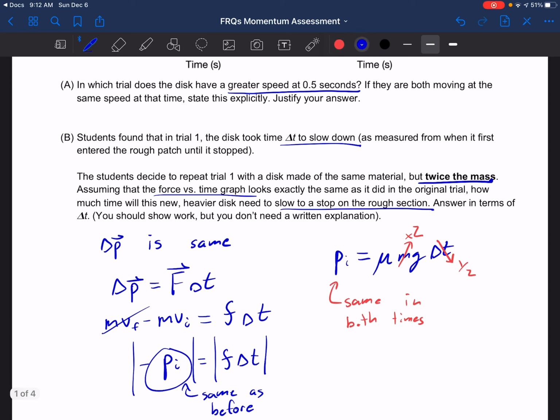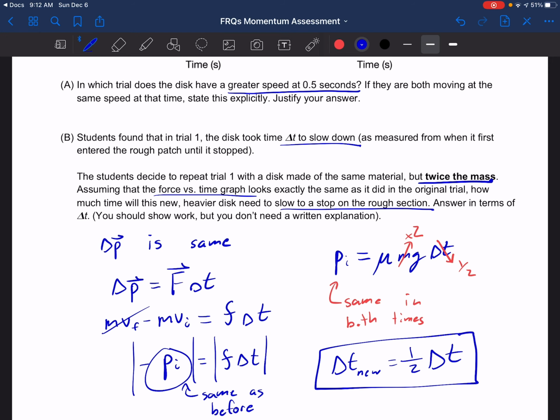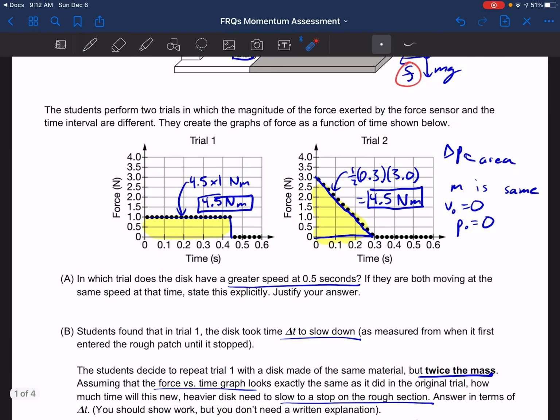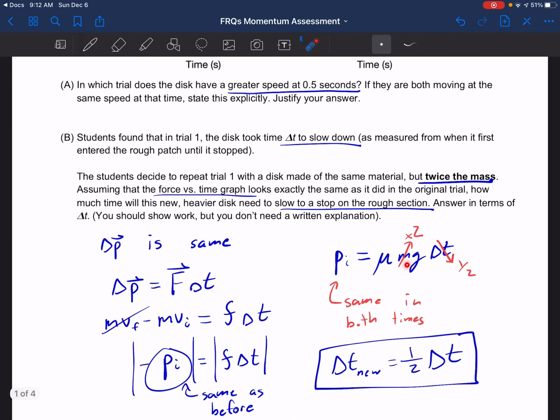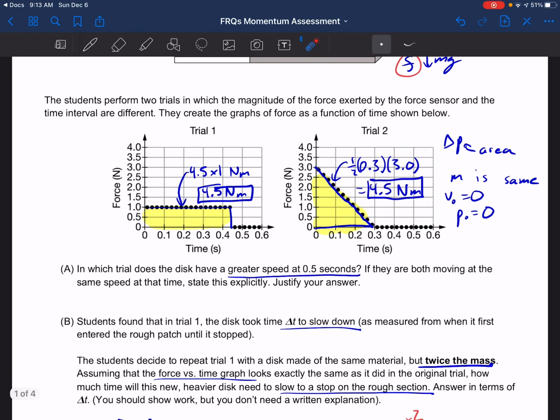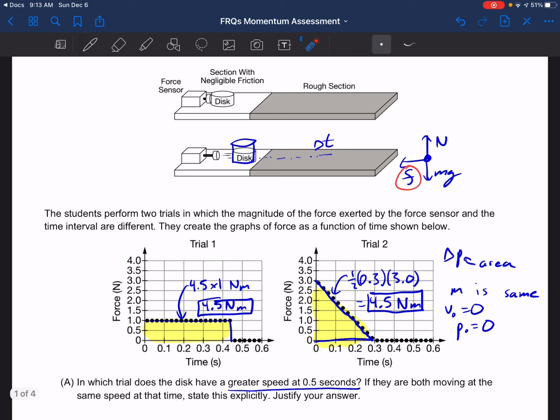So the answer is that we could say something like delta t new is equal to 1/2 the original delta t. It'll take less time. And this is essentially because if the disk's mass is doubled, it enters here with the same momentum as it did before, but there's twice as much friction force because it's twice as heavy. Therefore, it takes half as much time to come to a stop. All right, I hope this was helpful.